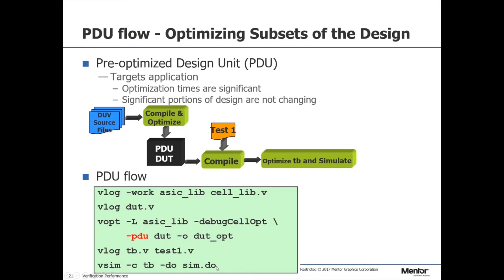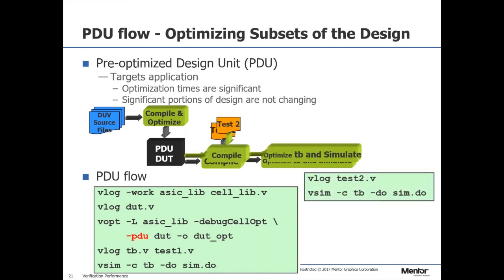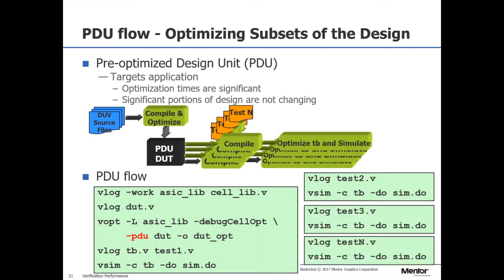So for this first one, that didn't really save me any time. But then my next test, I've got the same test bench. I'm just compiling a different test, and I want to run a simulation. So all I have to do is compile test 2, launch that simulation, and again, it says, okay, I'm going to optimize the test and the test bench, but I already have a pre-optimized DUT, so let's run that. And then let's run another one, and another one, and another one.